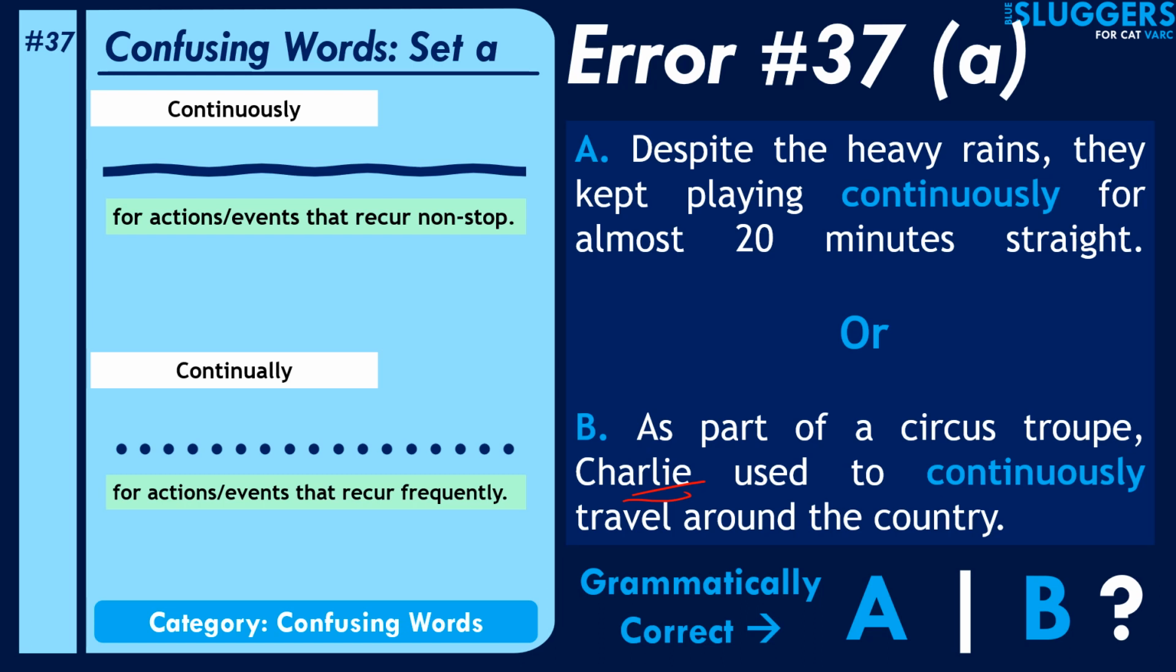Like they would have to pitch their tent somewhere and maybe set up the circus and everything, right? So they cannot be continuously traveling all the time throughout the country, right? Around the country. So continuously does not make sense here. You need to have the word continually here. Okay. So A is grammatically correct. Second one is not. Like grammatically is in terms of the usage of the word. Okay. So yeah.